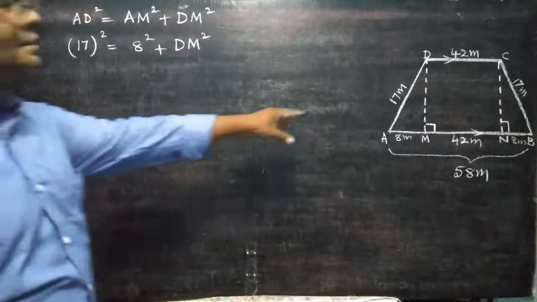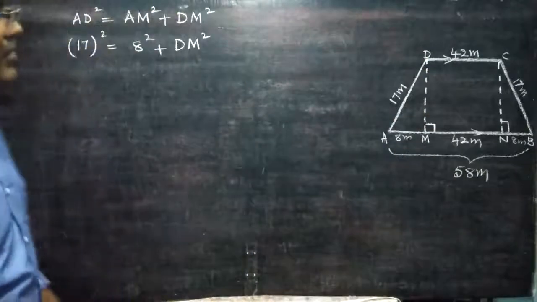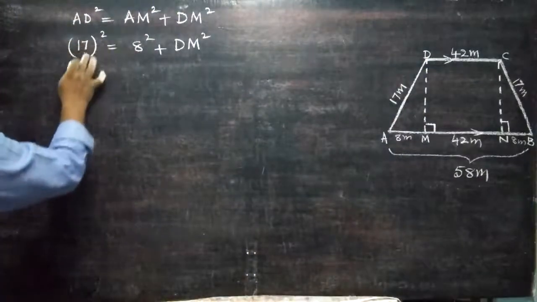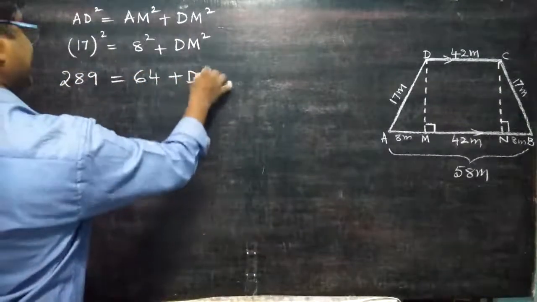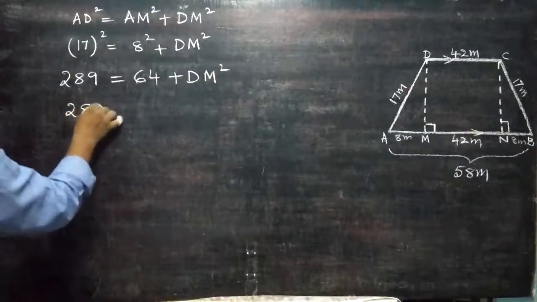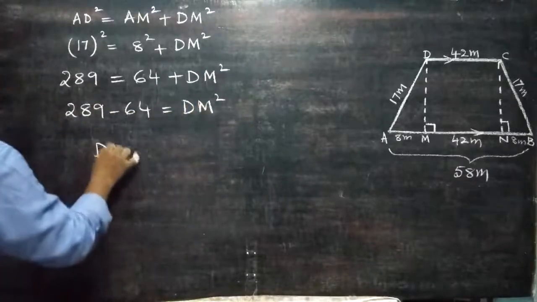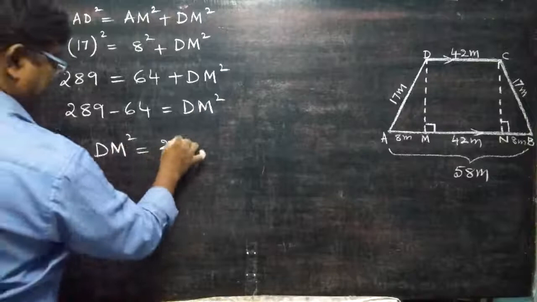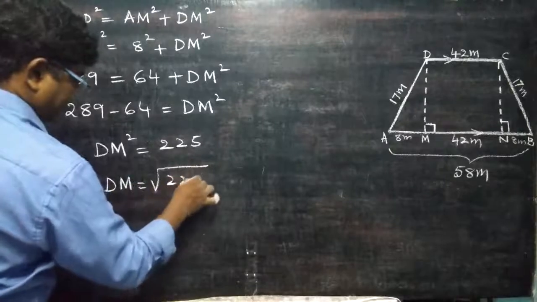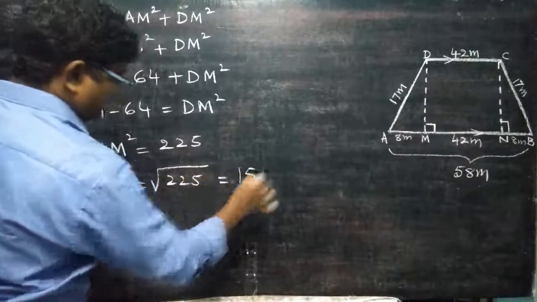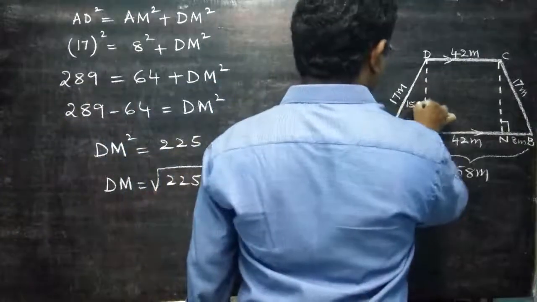Why are we finding DM? This is the height of this trapezium between these two parallel sides. In the formula we want H for that purpose. 17 17s are 289. 8 8s are 64 plus DM square. 289 minus 64, bringing it from the right side to the left side. So DM square is equal to 225. DM is equal to square root of 225. We know the square root of 225 is 15 meters. So we got height as 15 meters.